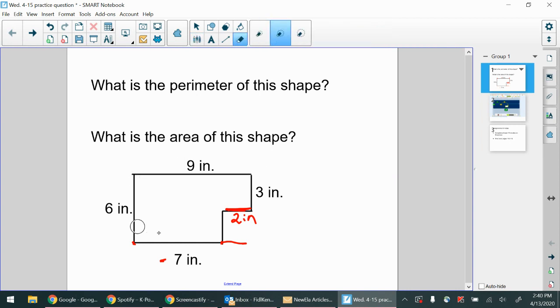All right, I'm gonna do a little bit of erasing. I'm doing a lot of drawing on here. All right, next I need to figure out what this side length is. I'm gonna do that one in green. What is this side length?